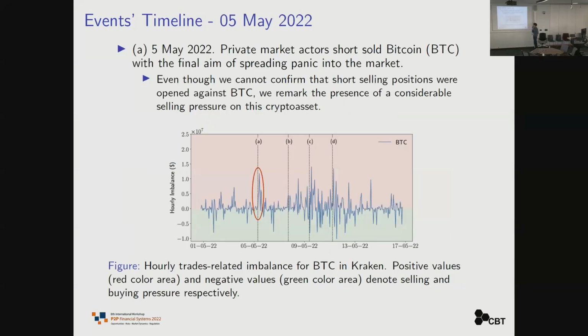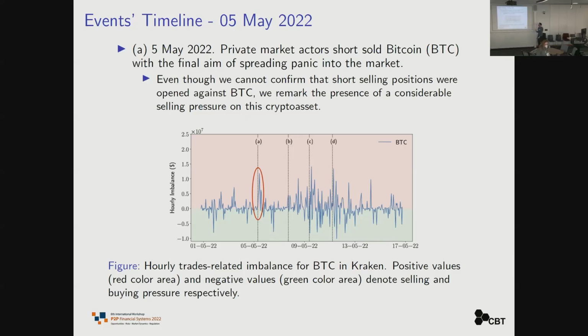Now, if we need to shed more light on the news, we can see here the hourly imbalance for Bitcoin, retail underlying selling pressure. Here we have buying pressure. And what we indeed observe is that on the 5th of May, there's a peak of selling pressure. It could be possible that there were Bitcoin short positions in order to rise to the collapse of Terra.